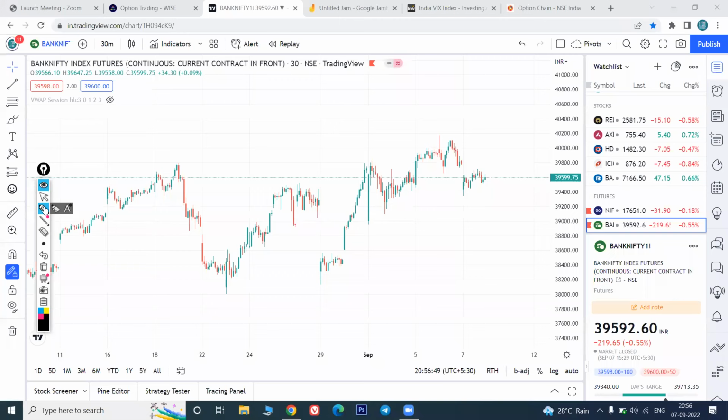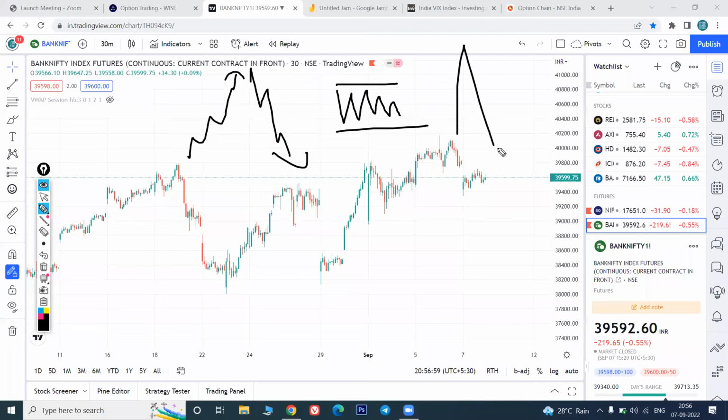What is the price behavior of the market? There are only three ways of price behavior. One, aggressively moving up or aggressively moving down. Second, going sideways in a narrow range. Third, a wide-range sideways move in a broader, bigger range.